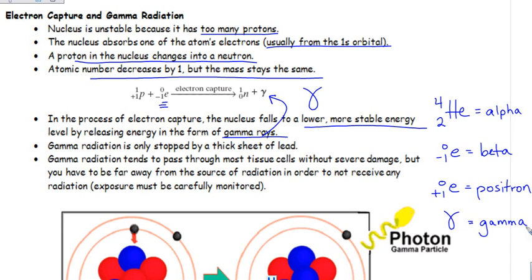It's penetrating, which is why it doesn't get stopped until you have a real thick sheet of lead. But you have to be pretty far away from the source to not receive any radiation. Kind of like it being wind across your lawn. All particles are going to be affected. It's a form of energy, but it shouldn't do severe damage.